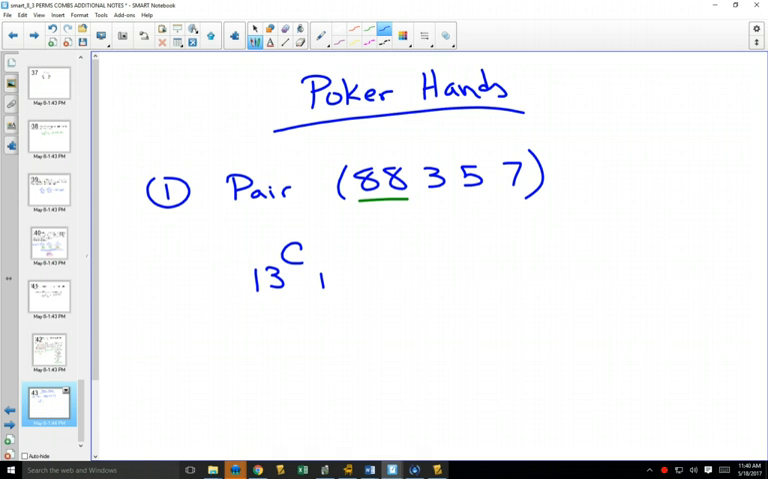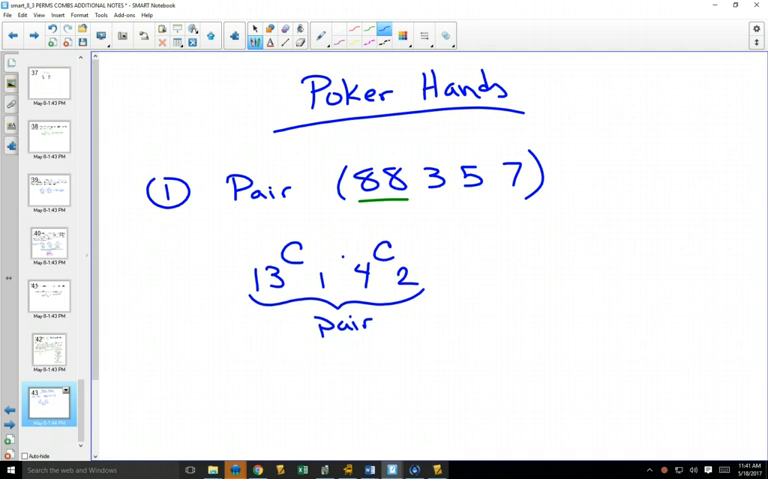Then, once I've decided on eights, how many eights are there in the deck? There's 4 of them. Clubs, spades, diamonds, and hearts. I need to figure out which 2 eights I pick in particular. So those two numbers together are going to figure out all the different pairs possible in a whole deck. Because first you choose which number, and then once you've chosen the number, there's 4 of that card, you need to choose specifically which 2 eights you're going to pick.